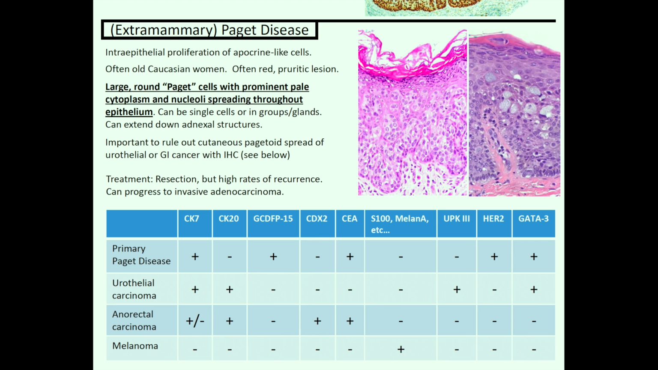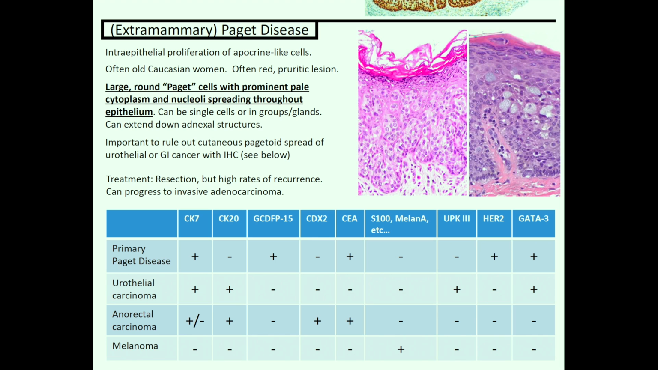Next up, we've got extramammary Paget disease. So this is an intraepithelial proliferation of apocrine-like cells, often occurring in older Caucasian women. Clinically, it's often a red or pruritic lesion with large round Paget cells with prominent pale cytoplasm and nucleoli spreading throughout the epithelium. They can be single cells or in groups or glands and can extend down into adnexal structures.